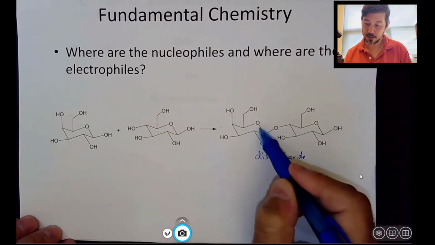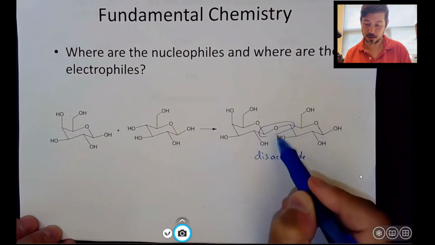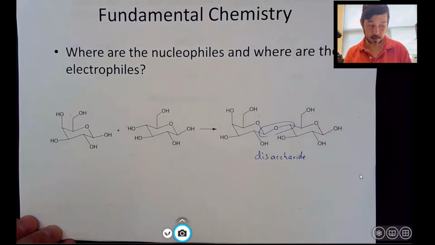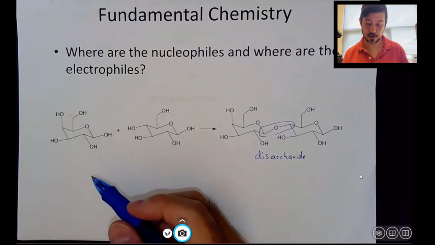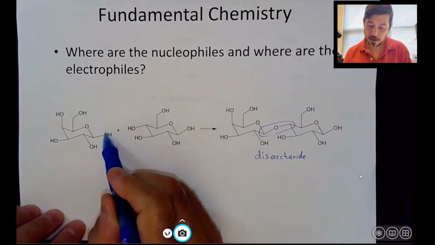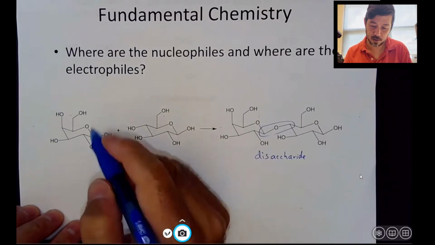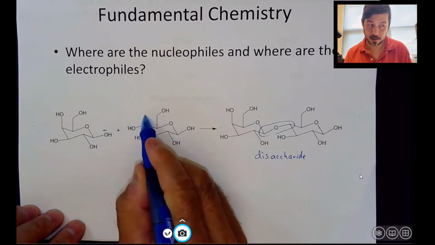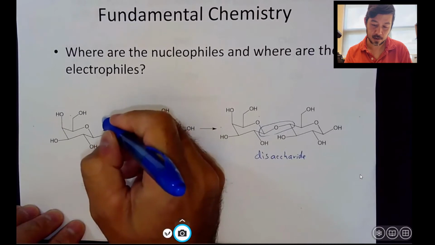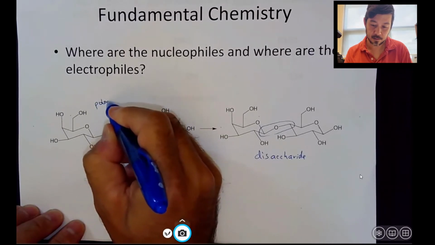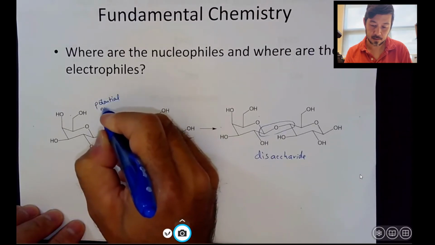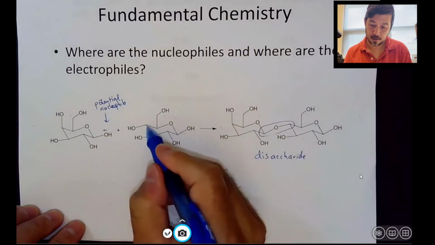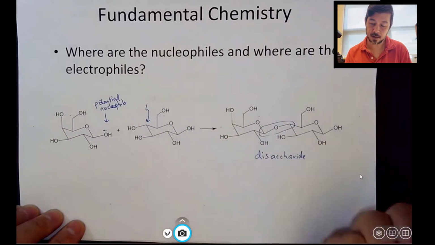Okay, so here is our new linkage. So you have a carbon, oxygen, carbon. Okay, so in order for this to be made, you have two different ways for this to happen. You can imagine that this is potentially a nucleophile, and then this nucleophile potentially comes and attacks this electrophile. Okay, so this is a potential nucleophile, and here would be a potential electrophile.